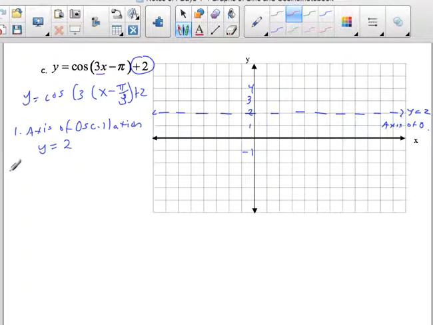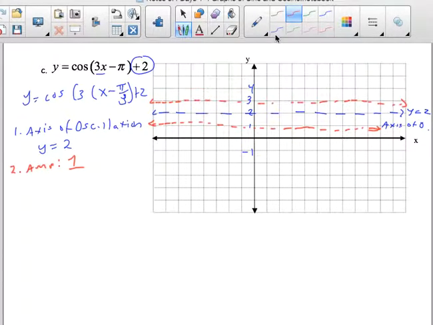Next thing that we're going to find is the amplitude. So the amplitude is, in this case, that would be the vertical stretch factor, which is 1. So this graph is actually going to just move up 1 and down 1 from the axis of oscillation. So I'm going to sketch in the maximum and minimum line, or dot in the range for my graph.